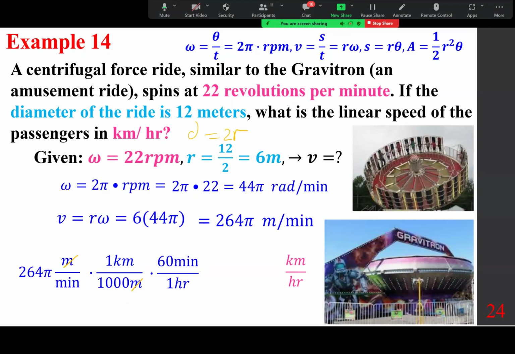This cancels at this one. This cancels at this one. And I just want you to look at the units. Left with kilometers over hour. Now, that means 264 pi times 1 doesn't change, times 60 divided by 1,000. And we are going to use an approximation now for pi using a calculator. Results in 49.763 kilometers per hour, as far as the number of decimals, whatever they tell you.